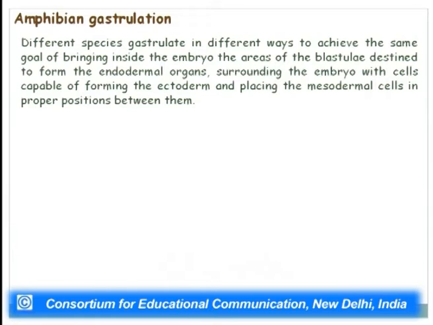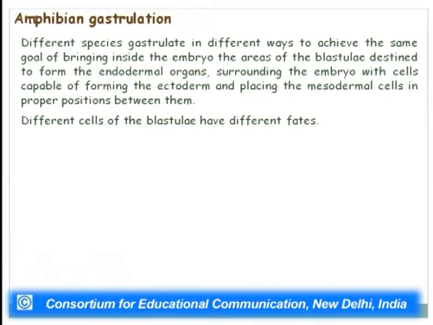So, the formation of the three germ layers, the ectoderm on the outside, the endoderm on the inside, and the mesodermal layer in between, that is the aim of gastrulation. However, there are many ways in which different species of amphibians can gastrulate, but the most studied gastrulation is in Xenopus, and therefore, we will follow Xenopus.